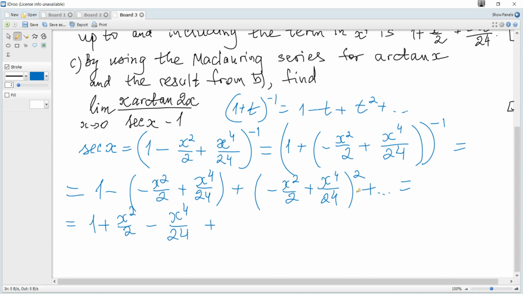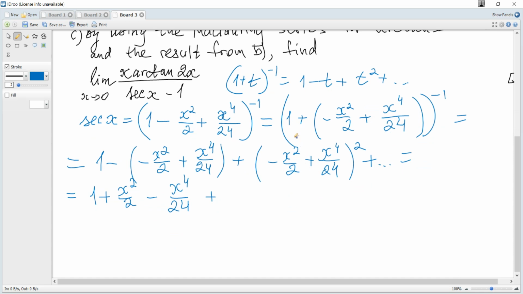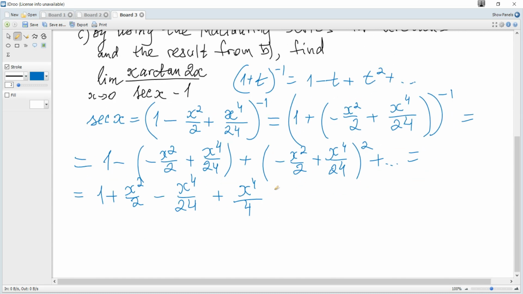plus, we can see that it's squared, and it's actually the formula (a + b) squared, which is a squared + 2ab + b squared. Since we need up to and including the term in x to the power of 4, we should take into account only this squared, because the other two terms will be of greater power, so it's just x to the power of 4 over 4, and it's 6 over 24 minus 1 over 24, we get 5 over 24 as required. So it finally becomes 1 + x squared over 2 + so on, plus 5x to the power of 4 over 24 plus so on, as required.